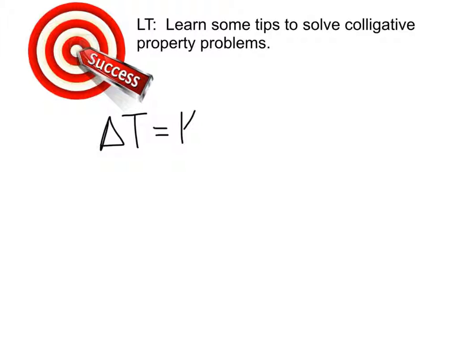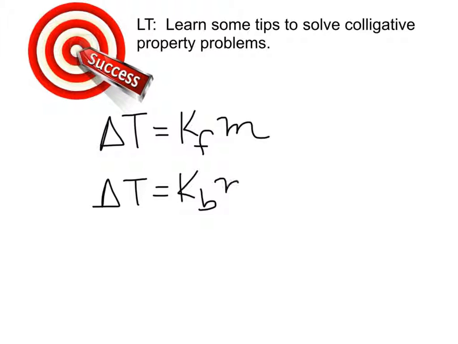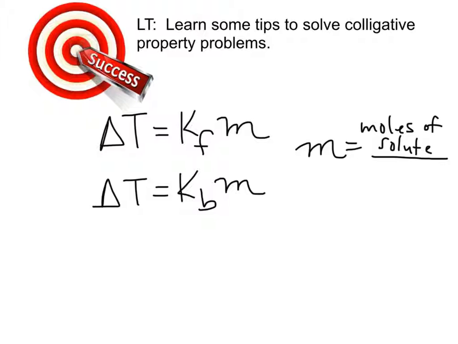For freezing point depression problems, it's delta T equals Kf times molality. For boiling point elevation problems, it's delta T equals Kb times the molality. Also keep in mind that molality is the moles of solute, and remember the solute is the stuff that you're dissolving, divided by kilograms of solvent, and the solvent is what you're dissolving it in.